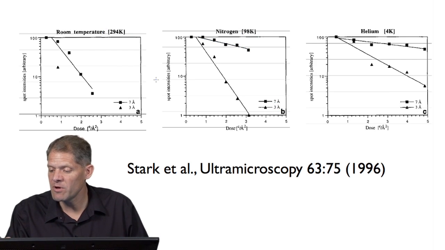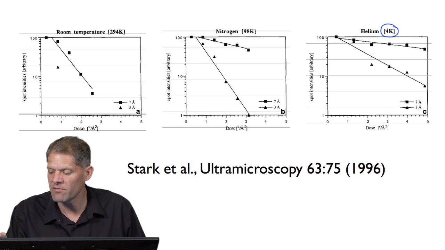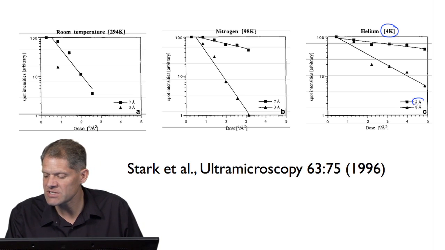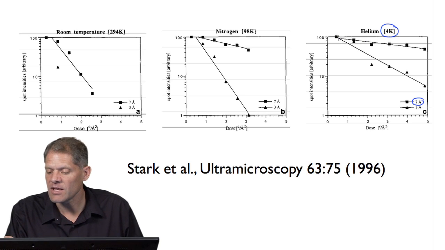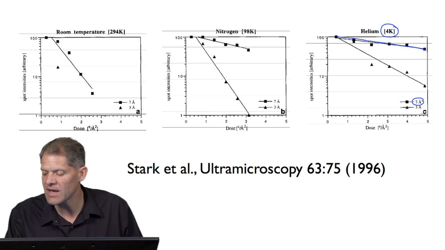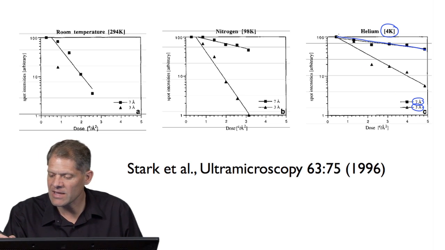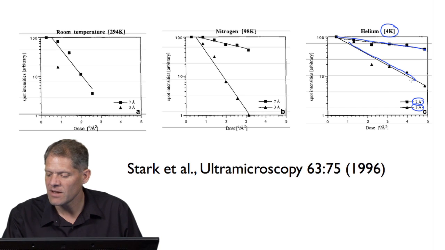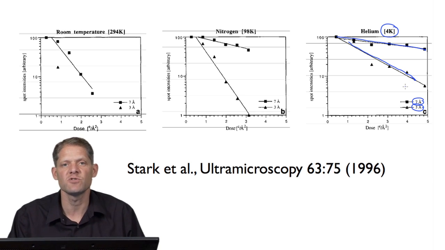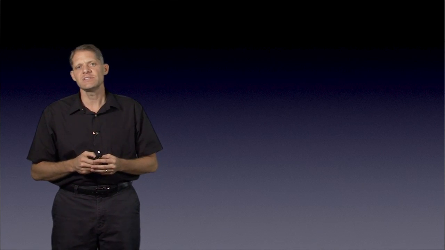And when this experiment was repeated at 4 degrees Kelvin, now you see that the structure at 7 angstrom resolution is preserved even longer, so that it only falls by about 30% after 5 electrons per square angstrom. Even the high resolution detail at 3 angstrom resolution, at least a tenth of it still remained after 4 electrons per square angstrom. While liquid helium cooling appears to preserve fine protein structure against radiation damage, there are some disadvantages.